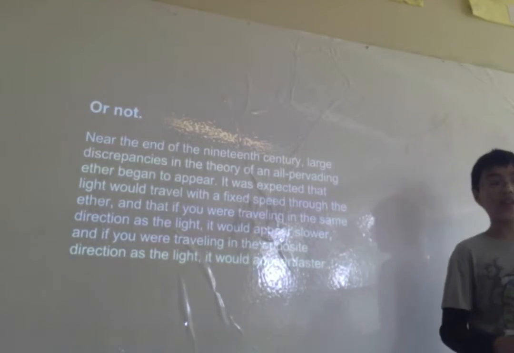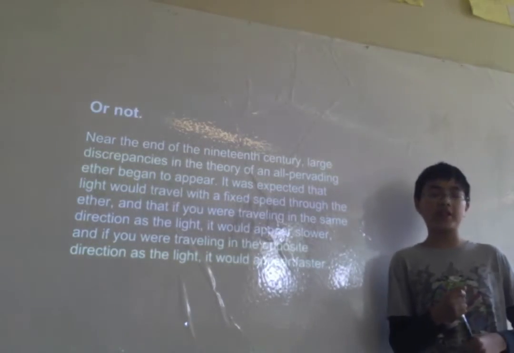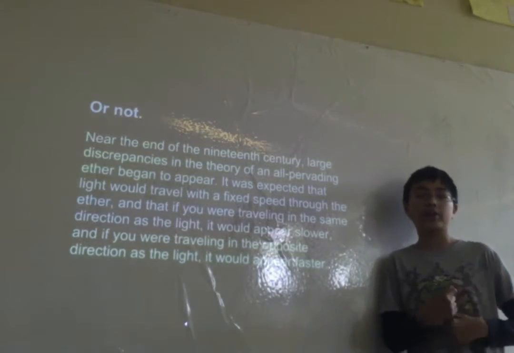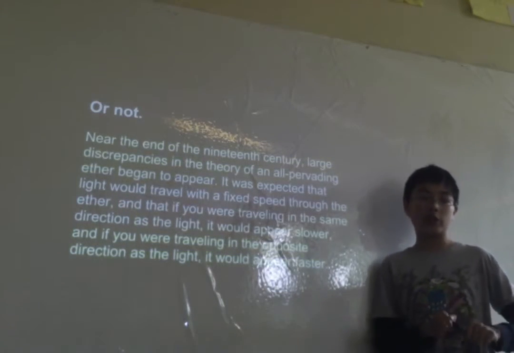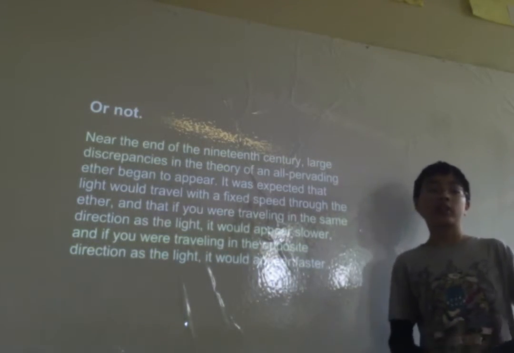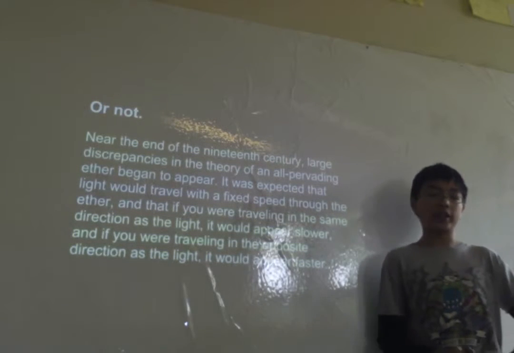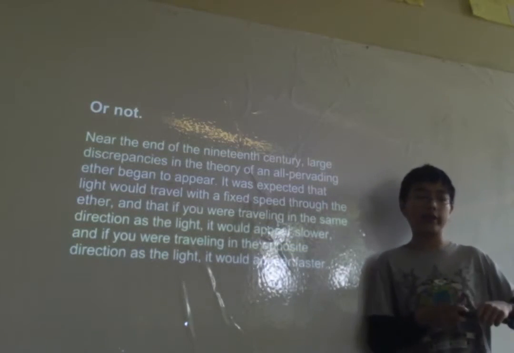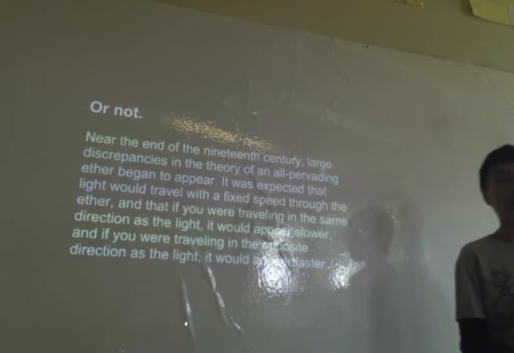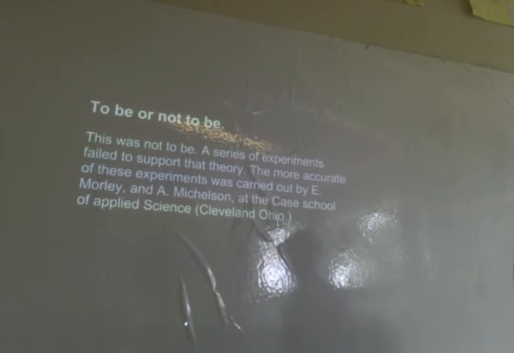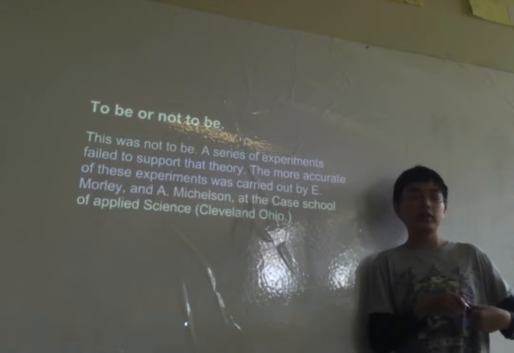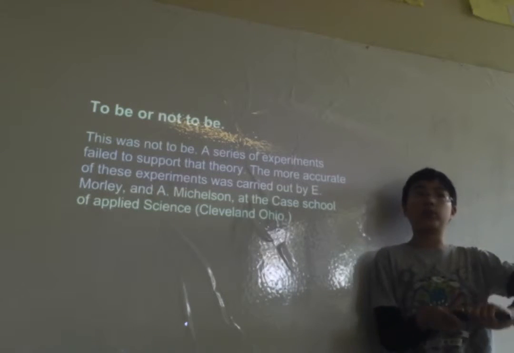but near the end of the 19th century, large discrepancies in the theory of an all-pervading ether began to appear. It's expected that light would travel with a fixed speed through the ether, so if you're traveling in the same direction as the light, it would appear slower, and if you're traveling in the opposite direction as the light, it would appear faster. This was not to be. A series of experiments failed to support that theory.